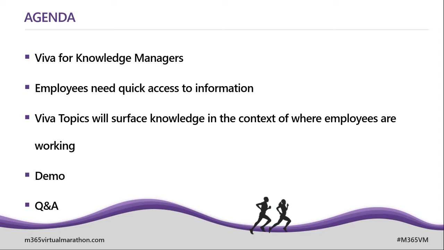The whole problem it's solving is that employees have an issue with finding information. They spend a lot of time searching for information, and they spend a lot of time recreating information that already exists just because they can't find it. Viva Topics is surfacing knowledge that an organization already has up into the context of where employees are working, so that they can easily find the information they need to be successful in their jobs. We're going to jump pretty quickly into the demo and then wrap up with any Q&A that you have.